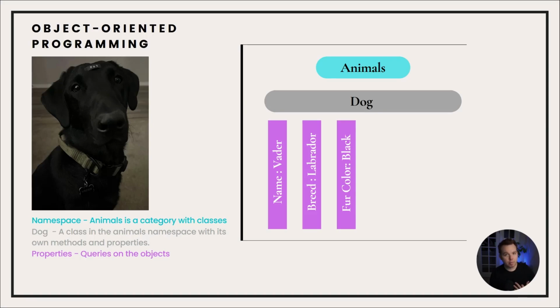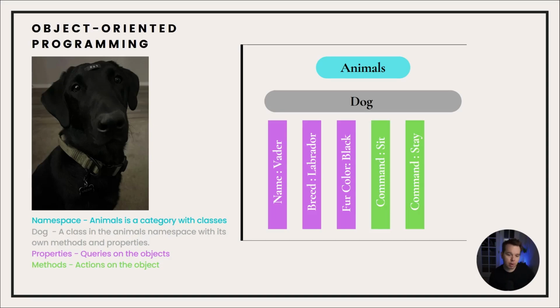Breaking that down a bit more, we can get some properties from him as well. Properties are queries on the individual objects within a class. In this case, he has a property of name. His name's Vader. He has a property of breed. He's a lab. And he has a property of fur color, which is black. So that's the example here: all those are properties that you can get from this object that is Vader.